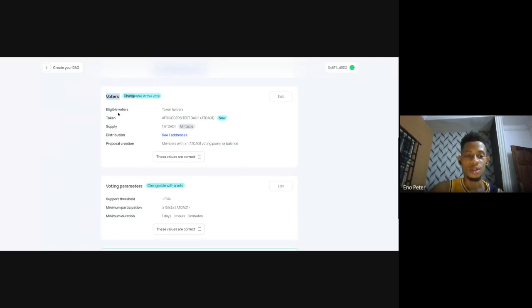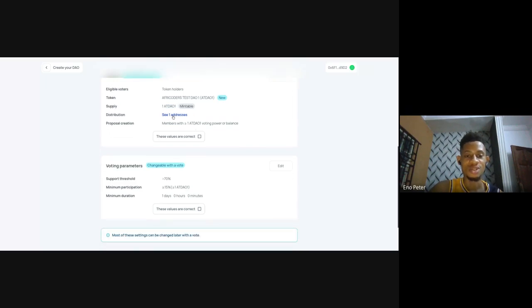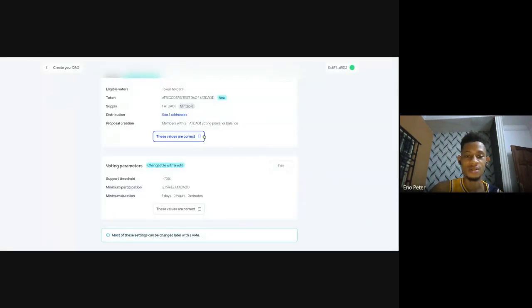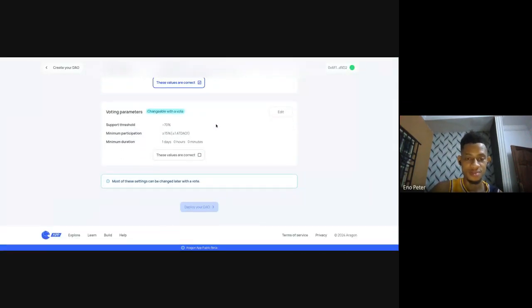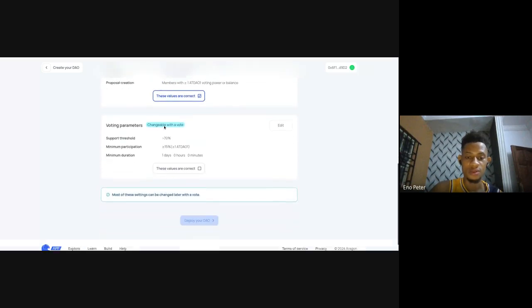Voters, so who can vote? Eligible voters are people with tokens, and the token that people can get is Africoders Test DAO 1, ATDAO1. The supply is this, and it can be mintable. Distribution, see the address. Oh, yeah, that's the address. That's the wallet address, the Ethereum testnet address. Yeah, these values are correct. And voting parameters. So all these are changeable with a vote.